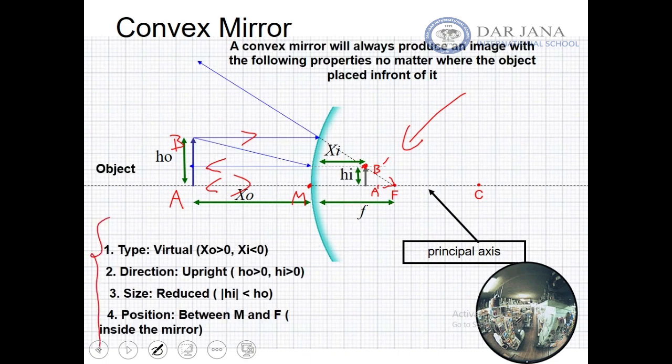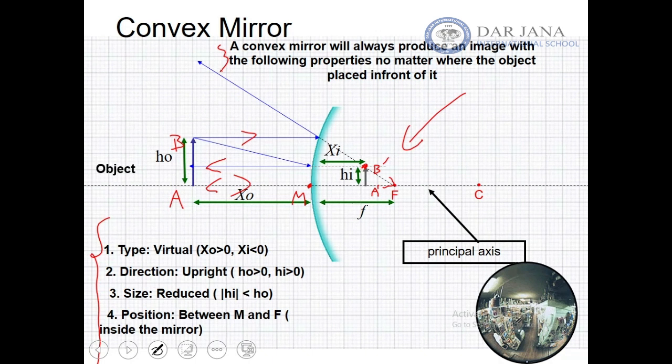Here we have the characteristics. For every convex mirror, once you have a convex mirror, you'll always have these characteristics. A convex mirror is always gonna produce a virtual image, upright and reduced at the same time. In this case, it doesn't depend on the position of the object at all. You will always get this shape and this image.